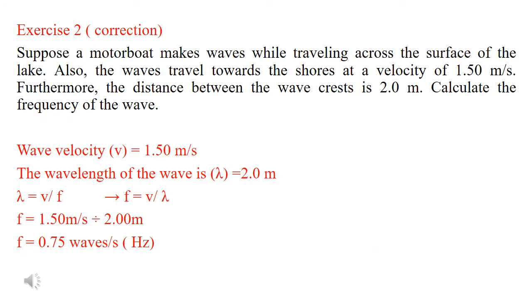Let's correct this exercise. Suppose a motorboat makes waves while traveling across the surface of the lake. The waves travel towards the shore at a velocity of 1.5 meters per second. So here, velocity, or the speed, is given. Furthermore, the distance between the wave crests is 2 meters, so lambda, or the wavelength, is also given. Calculate the frequency. First, write the general formula. Speed equals wavelength times frequency. Then find frequency. Frequency equals speed divided by lambda, so 1.5 meters per second divided by 2 meters equals 0.75 waves per second, which is the same as hertz.